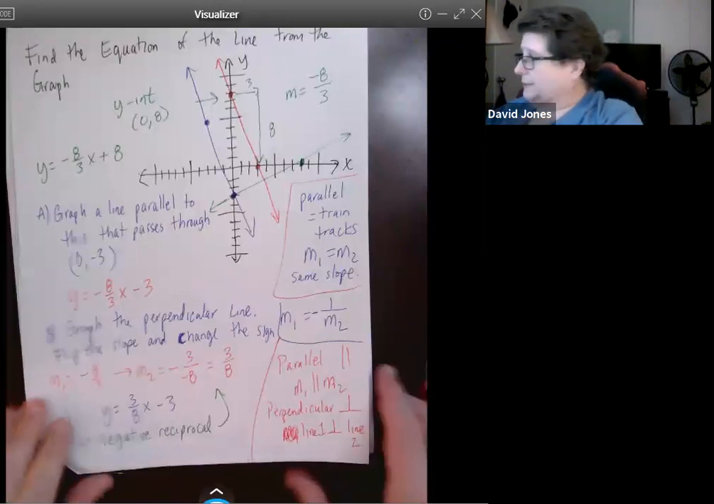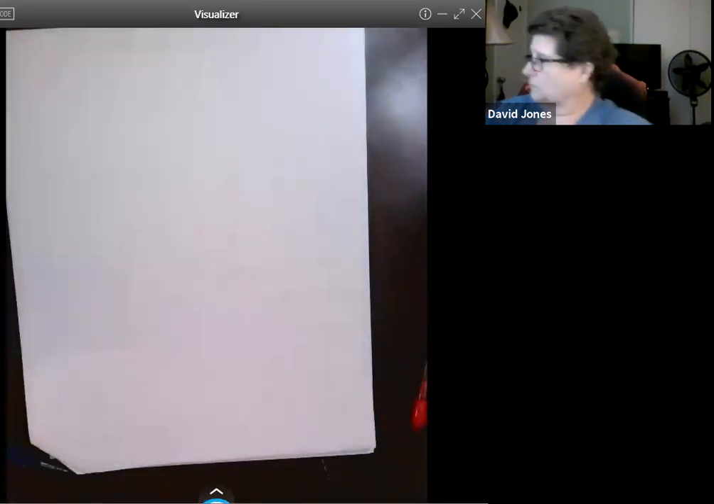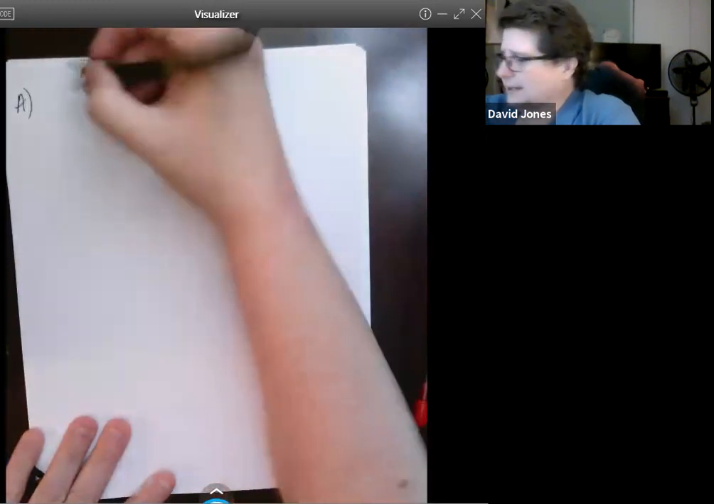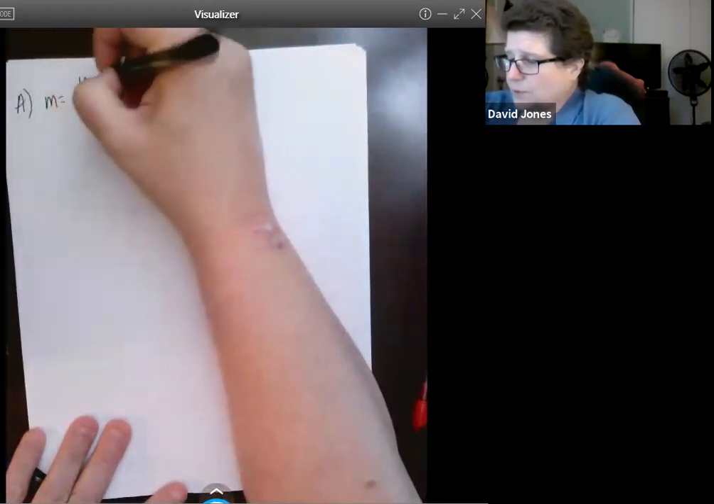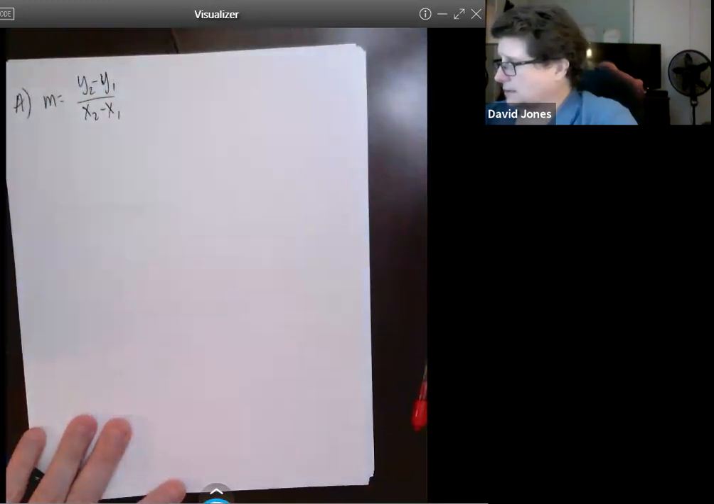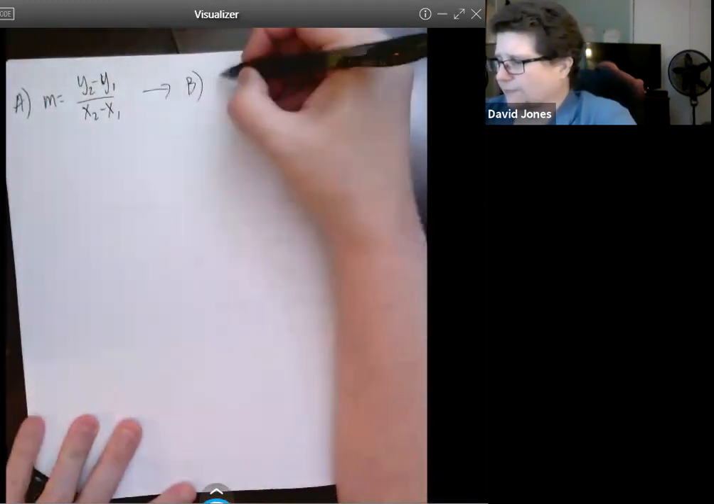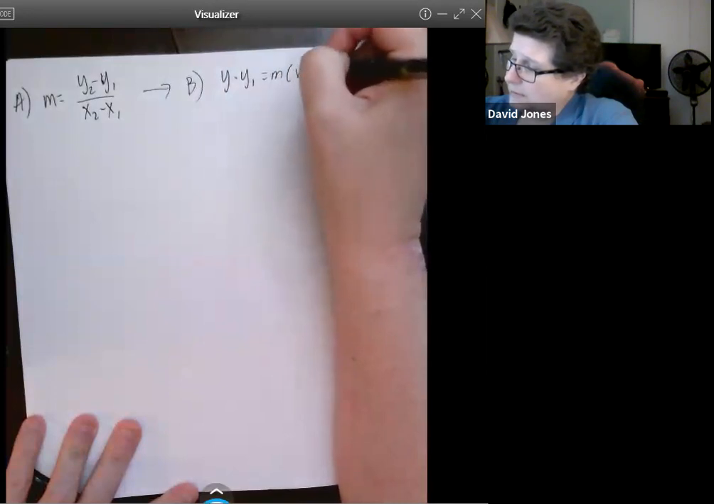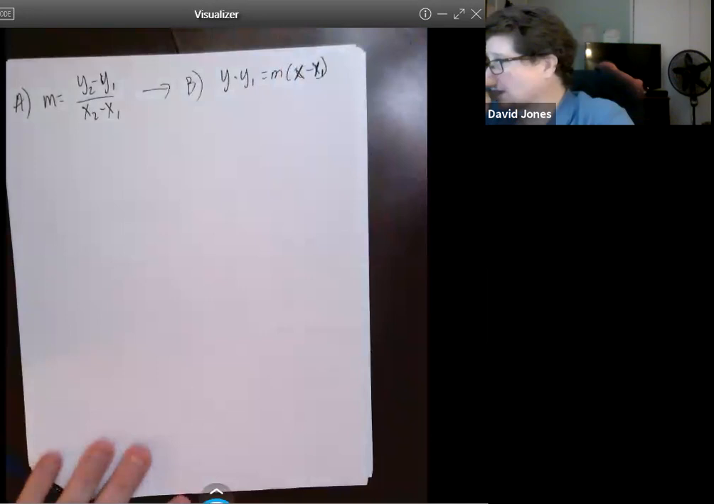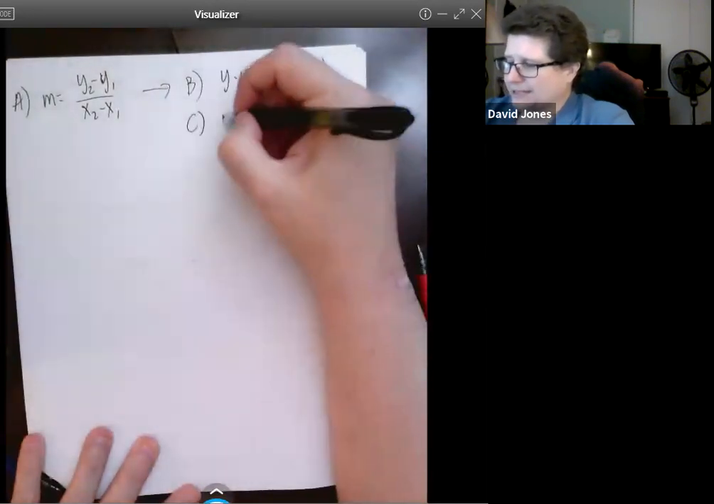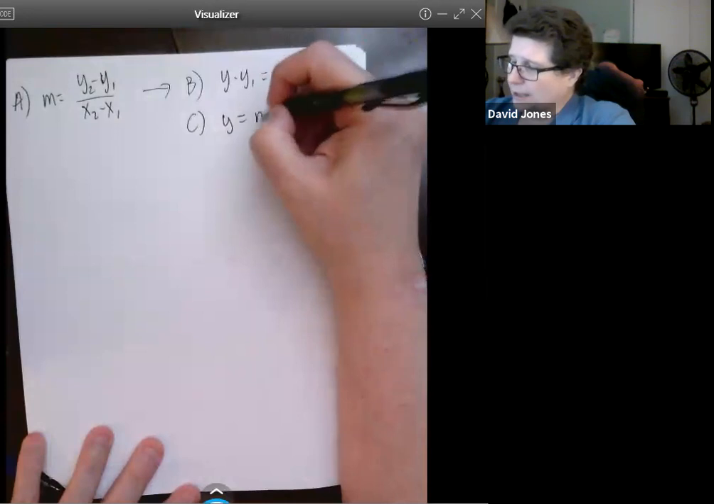So let me give you guys one to try. We can summarize a lot of stuff. So let's just list our equations that we have. We got y2 minus y1 over x2 minus x1 is our slope, m. And that led us to the point slope form, y minus y1 equals m times x minus x1. And when you distribute m and add a y1 to the other side, that will lead to the slope-intercept form, y equals mx plus b.